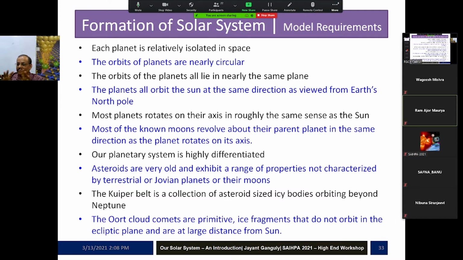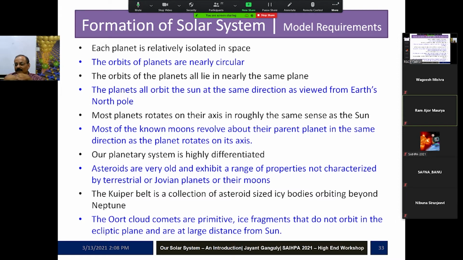We have to start with certain things. Each planet is relatively isolated in space. They move around in nearly circular orbits. They mostly lie in the same plane, and they move in the same direction. They revolve in the same direction. They rotate also mostly in the same direction, and the moons of these planets also revolve in the same direction, and our planetary systems are highly differentiated.